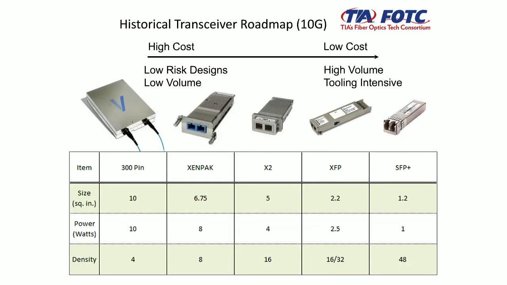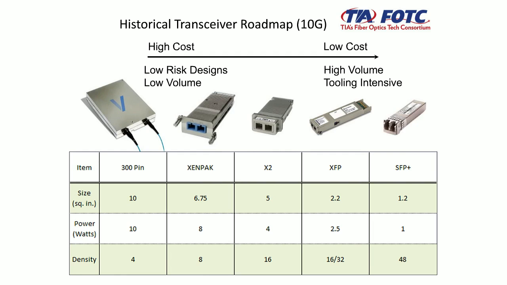Here's an evolution where we started at the dawn of 10 gig serial duplex transceivers. The first one there is a 300 pin board mount transceiver, very low risk design, very high cost design. And it's also low density because what happens with that transceiver is it gets soldered to the board and then the pigtails get plugged into the back of adapters on the front of the line card. So ultimate density of that is 4 of those devices per line card.